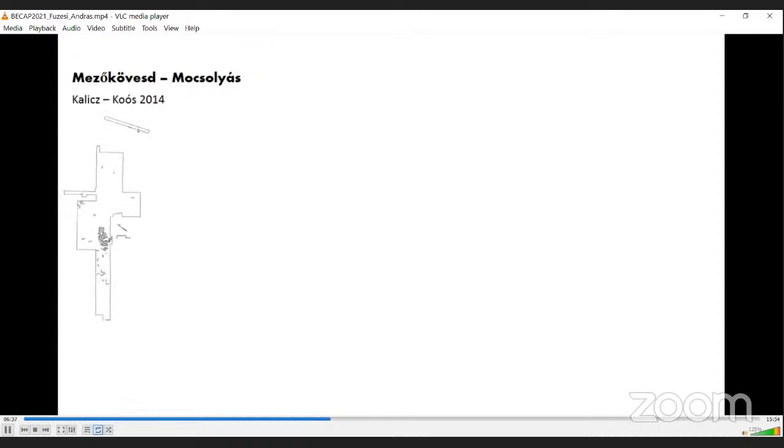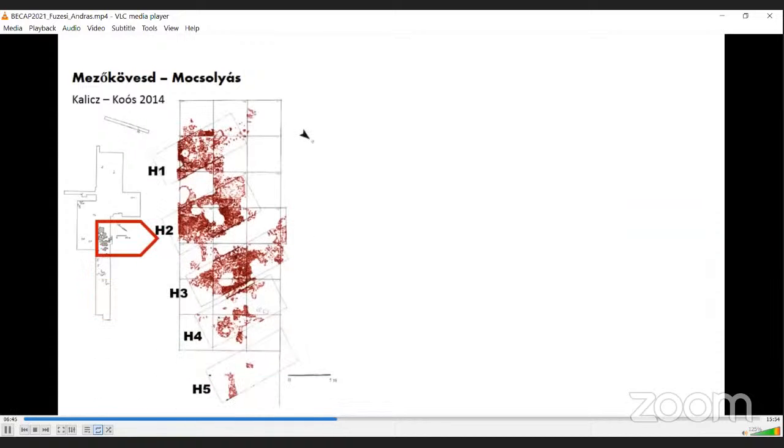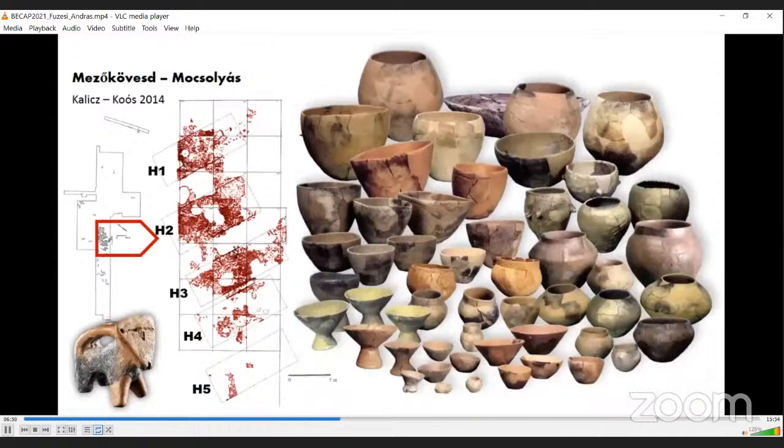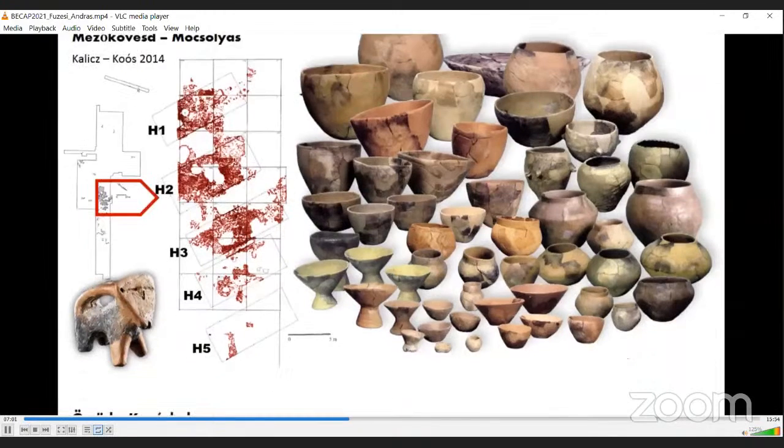Mezőköves-Mocsonyás, excavated by Nándor Kalisz and Judit Kós, is one of the best-known sites of the early Alföld linear pottery culture. In the middle of the large excavation surface, the rubble of 5 adjacent houses was found. A large number of ceramic shards found there represents the formative initial period of the ALPC. Data from 175 restored vessels are included in the analysis.